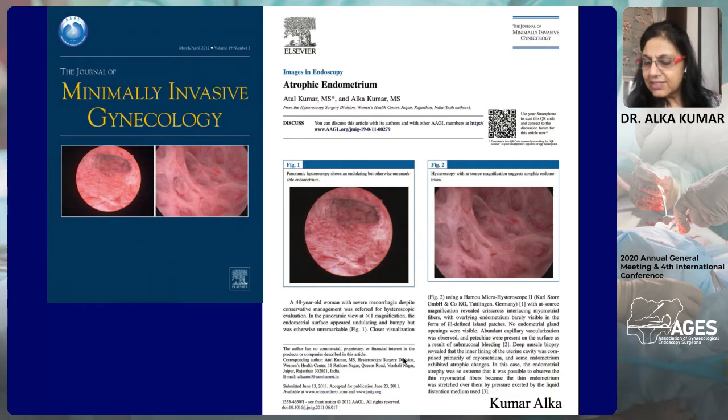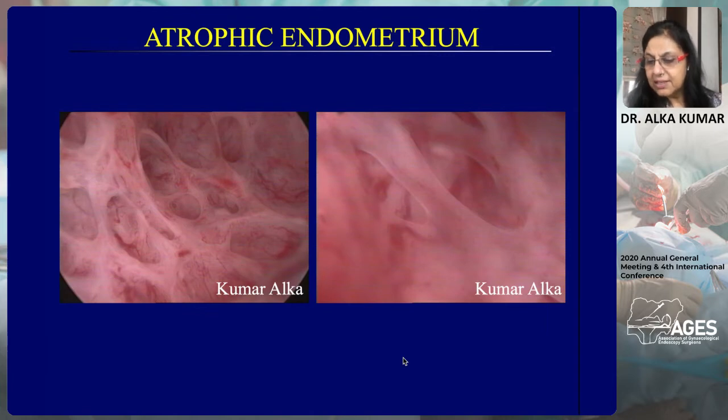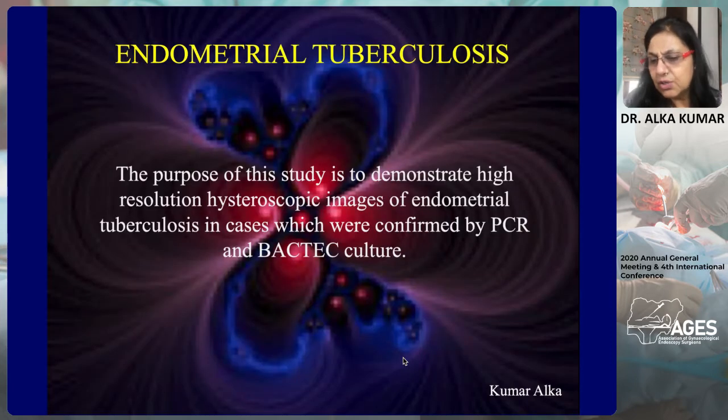Close visualization was done, and at high magnification what we saw was crisscross interlacing myometrial fibers with overlying endometrium barely visible in the form of ill-defined island patches. No endometrial gland openings were seen, and abundant capillary vascularization and subpetechial hemorrhages are often seen in atrophic endometrium. So these are closer images to show you how atrophic endometrium looks.